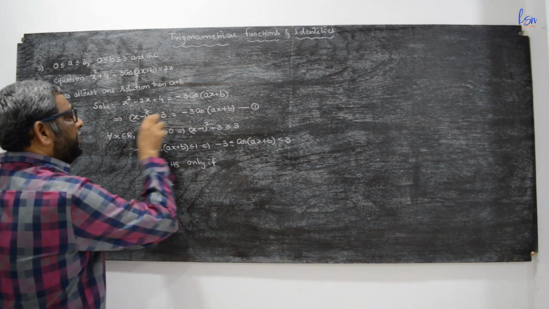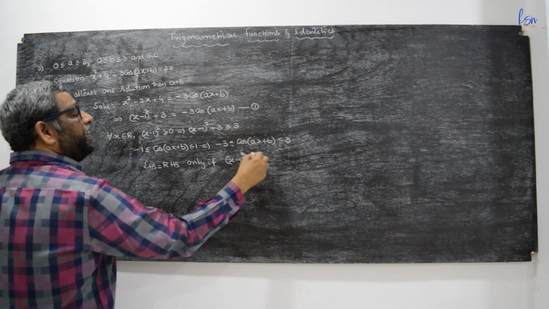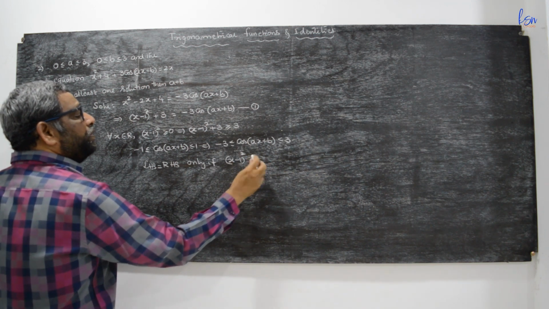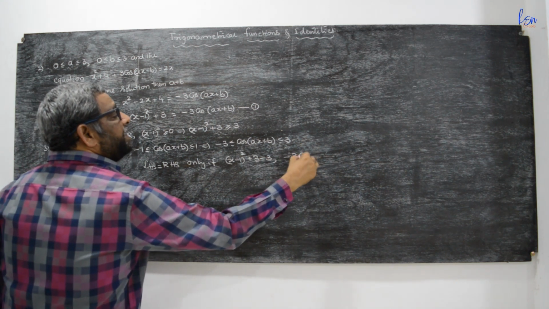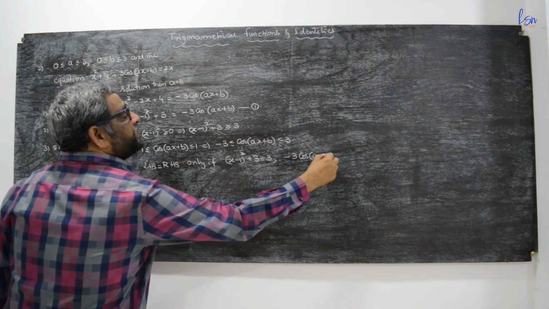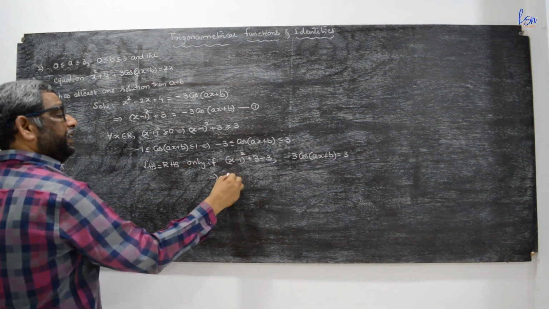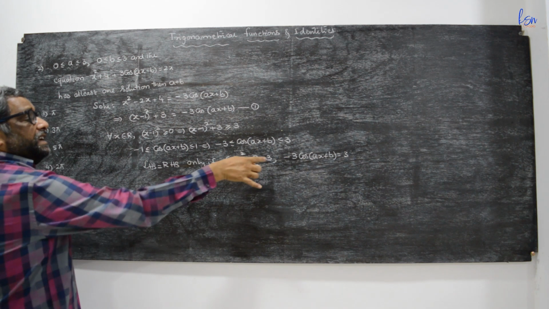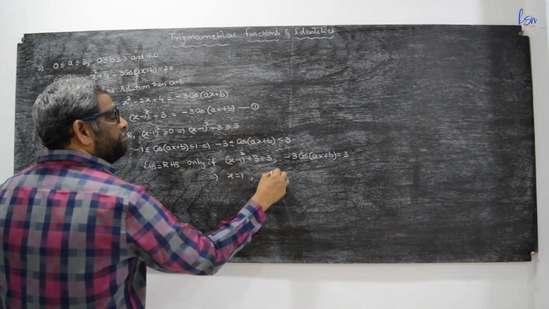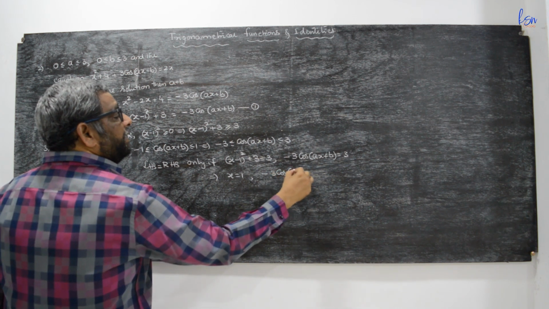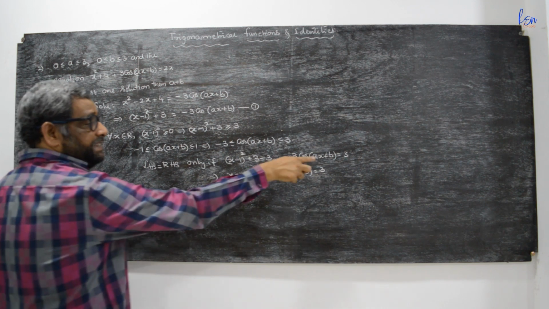That means x minus 1 whole square is equal to 0, so x minus 1 whole square plus 3 is equal to 3, and minus 3 cos of ax plus b is equal to 3. It implies x is equal to 1 because 3 is cancelled, x minus 1 whole square equal to 0, x equal to 1. Implies minus 3 cos of a plus b is equal to 3, putting x is equal to 1 here.